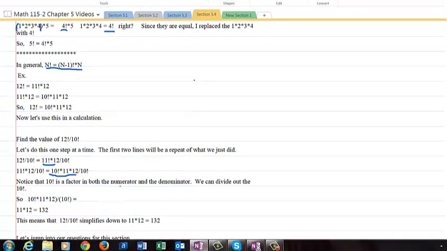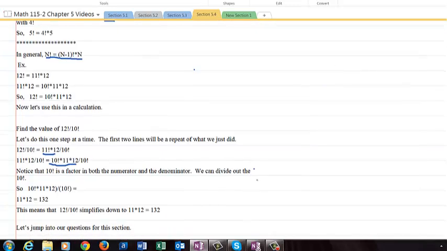Notice that 10 factorial is a factor in both the numerator and the denominator. We can divide out the 10 factorial. So 10 factorial times 11 times 12 divided by 10 factorial equals simply 11 times 12. Once you divide out the 10 factorials, all you have left is 11 times 12. That equals 132. This means that 12 factorial over 10 factorial simplifies down to 11 times 12, which is 132.